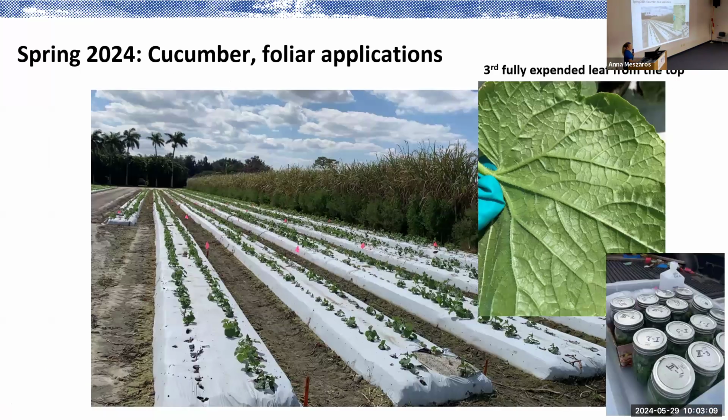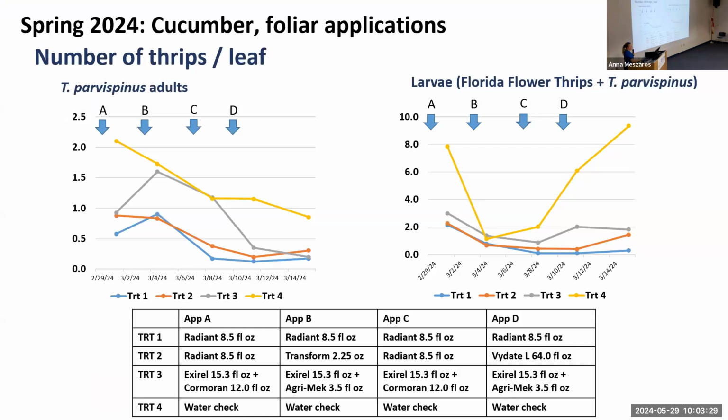So this was a small pot experiment, and was planted after an infested pepper crop. This is how we got the infestation, and we conducted samples 1 day after each application, and then 5 days after the last application. We collected 10 leaves and counted all the adults and larvae. So here, I have Thrips parvispinus adults, and on the other side, larvae numbers.